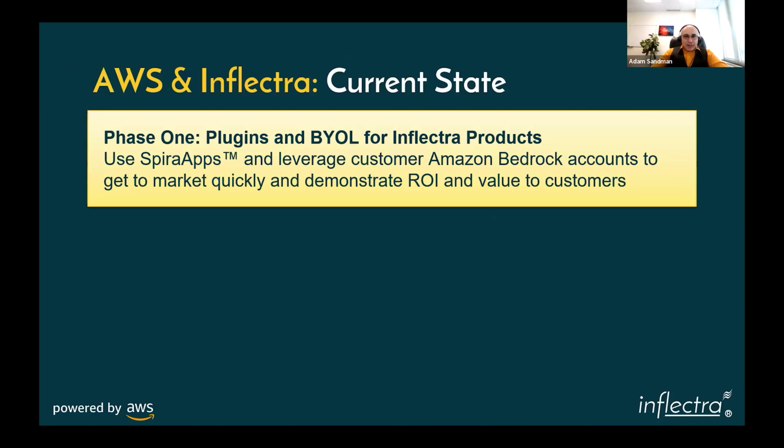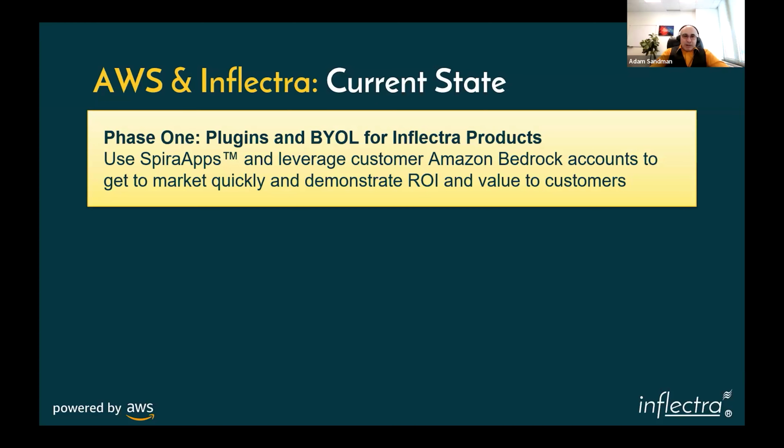So phase one, which was the functionality we had last year and the year before, was the plugins and bring your own license. So using Spira apps, you could connect Spira to a Bedrock account or an Azure OpenAI account, or an OpenAI account, and you could use it for AI functionality. That meant you had to manage the models, you had to handle any safety issues, make sure that there were no attempts for prompt injection or any kind of cyber attacks against it. You had to set the accounts up, you had to manage them, and you had to pay for them. So that meant you had to manage usage and make sure that you had enough budget to cover that.